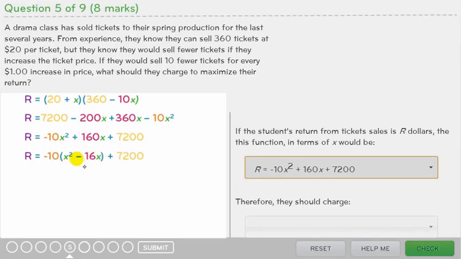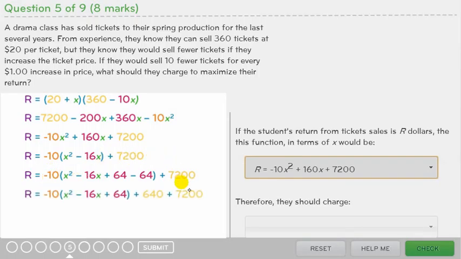Now we'll take this term, the negative 16, we'll divide it in half, which gives us negative 8, and then we'll square it, which will give us plus 64, and then minus 64. The negative 64 will be multiplied by the leading coefficient, negative 10, which will bring it outside of our brackets, which gives us positive 640. Finally, we can add these two like terms, which gives us 6,840, and now we're ready to complete our square.